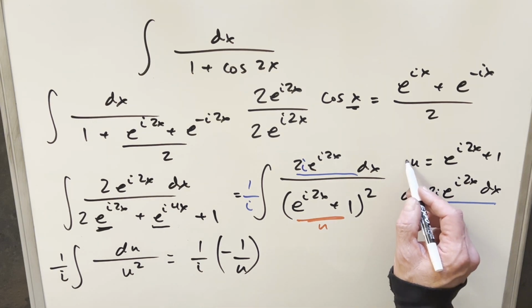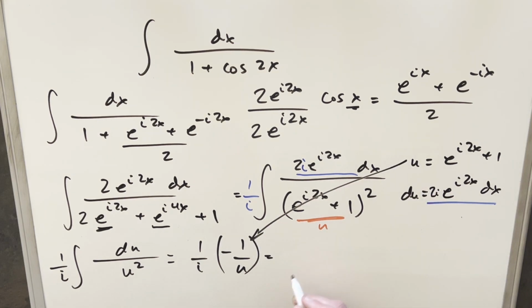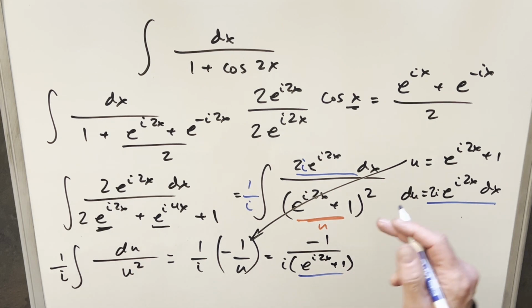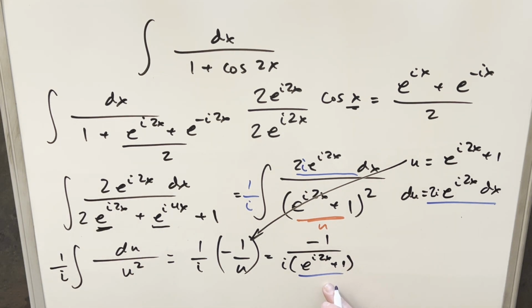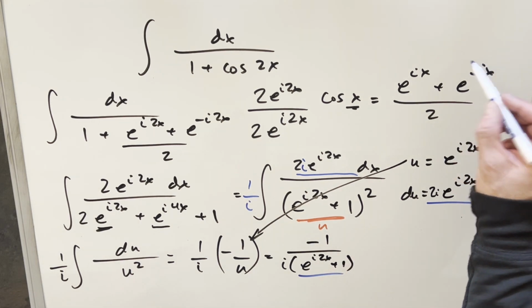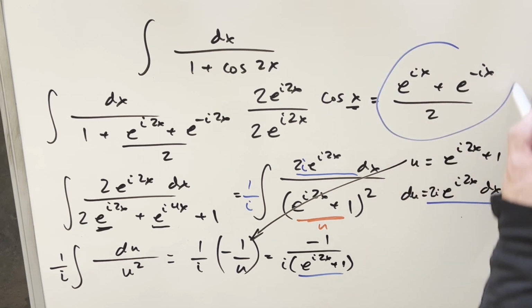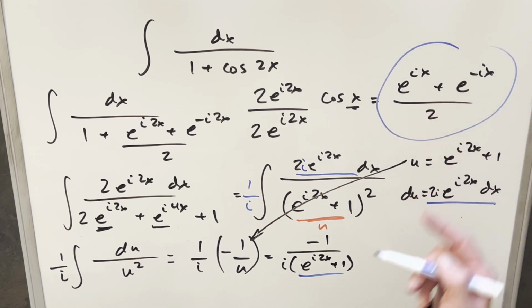Now we can back substitute with our u values. We'll have our minus 1 in the numerator, we'll have this i here, and then this is all going to become e^(i2x) plus 1. But at this point, I don't really like it in this form, because I want to get it back to where we can use cosine, sine, tangent. Notice our form here: we have our form for cosine, e^(ix) plus e^(-ix).